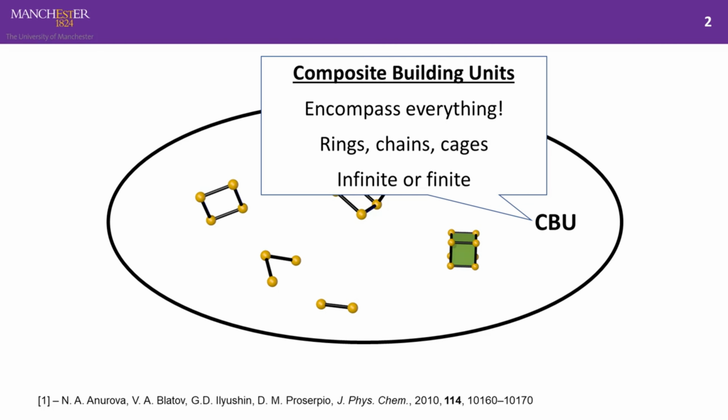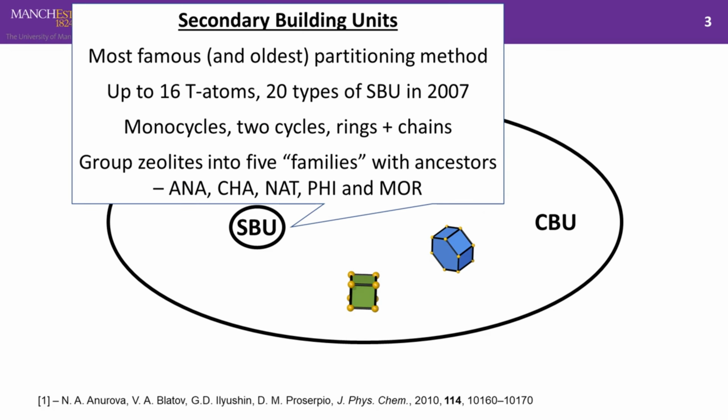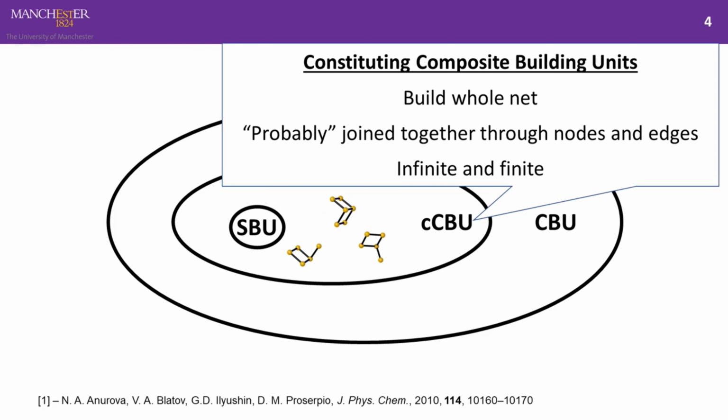So composite building units pretty much encompass everything, so they're too general. Anything can be a composite building unit, and they encompass all the other building schemes. Secondary building units is probably one of the most famous ones. They're not general enough. You can't partition a structure generally just using secondary building units. Some of the most famous ones you can see on the screen there. You've got the double 4 ring, which is like a cube, and you've got the double 6 ring, which is a hexagonal prism.